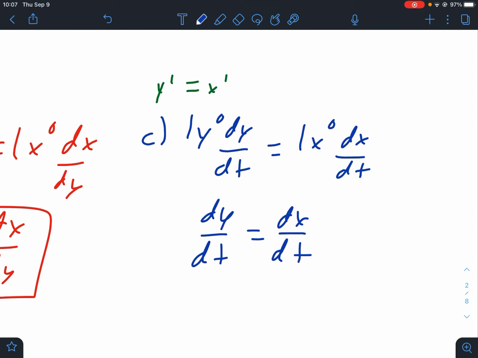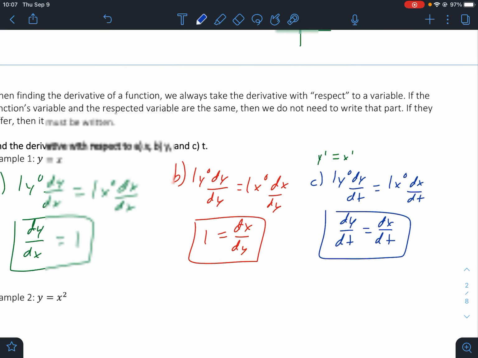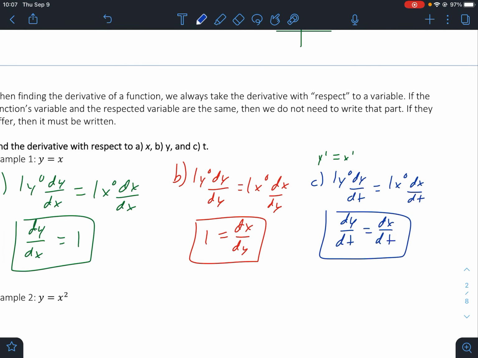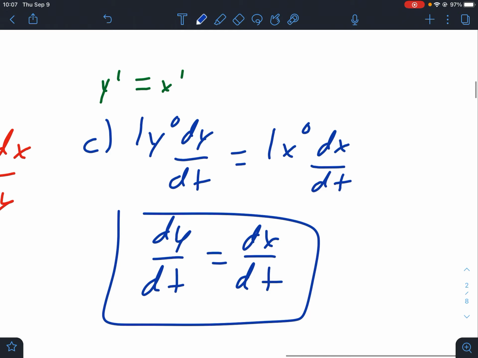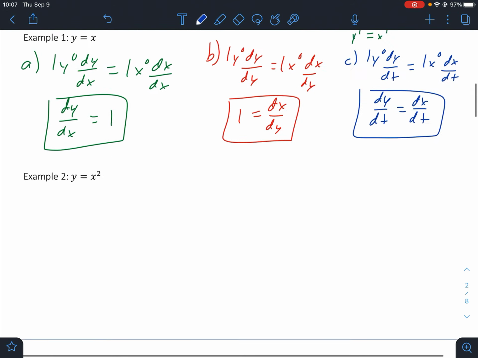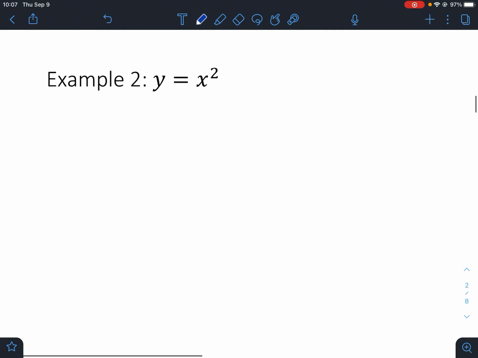So we have dy/dt equals dx/dt, which we can rearrange and end up getting back to dy/dx equals 1. But I'm just trying to show you the different ways we can take derivatives with respect to different variables. So let's take a look at example 2 here, and we're going to go a little quicker this time.